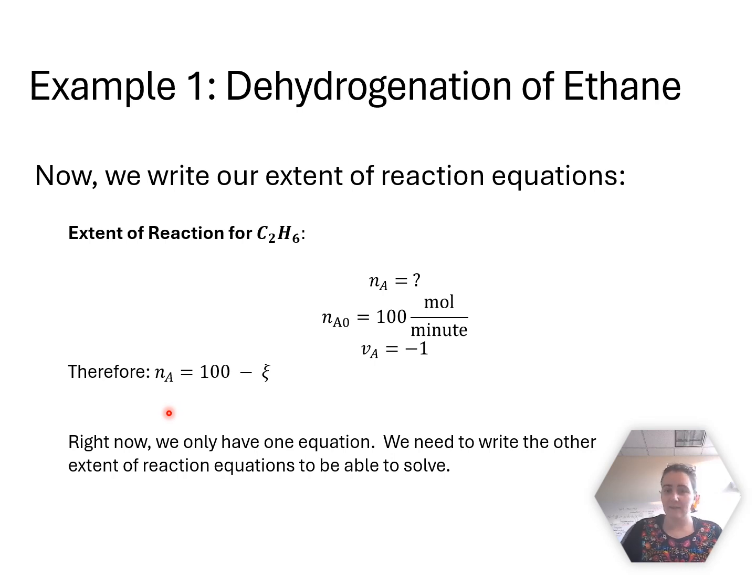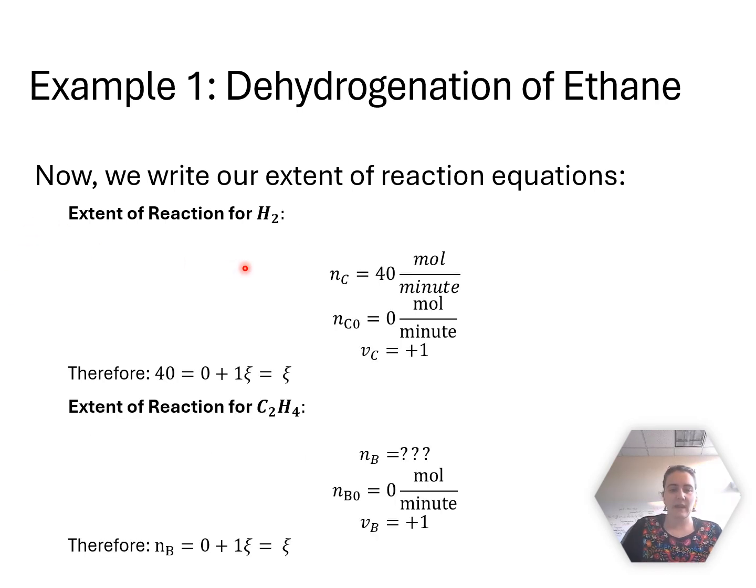So our equation using extent of reaction looks like this. N of A at a given time is equal to 100 minus the extent of reaction. Again, we don't have E yet. We don't know what it is. So we only have one equation. We need to write another extent of reaction to be able to solve because we don't know what E is right now. Okay, so let's take a look at that.